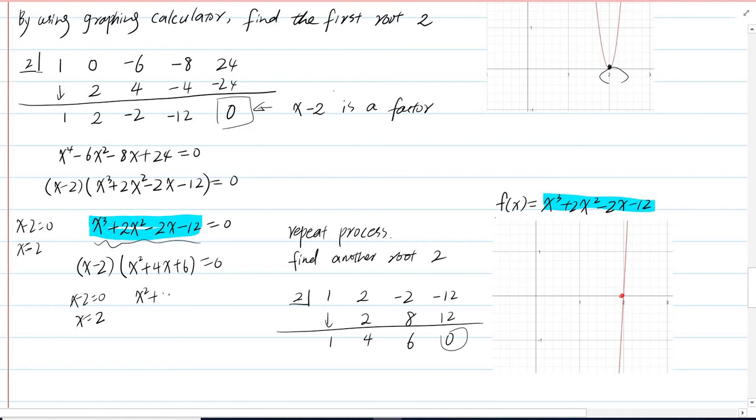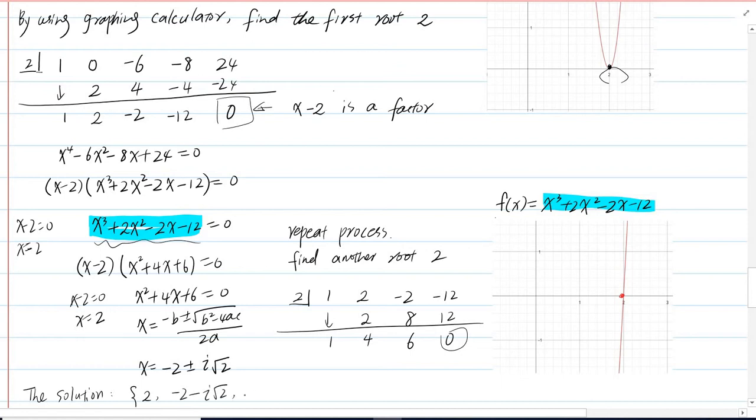Then we look at this: x squared plus 4x plus 6 equals 0. We're going to use the quadratic formula, x equals negative b plus or minus the square root of b squared minus 4ac, over 2a, to find our answer. That would be negative 2 plus or minus i square root of 2. The solutions are 2, repeated twice, then negative 2 minus i square root of 2, and negative 2 plus i square root of 2.